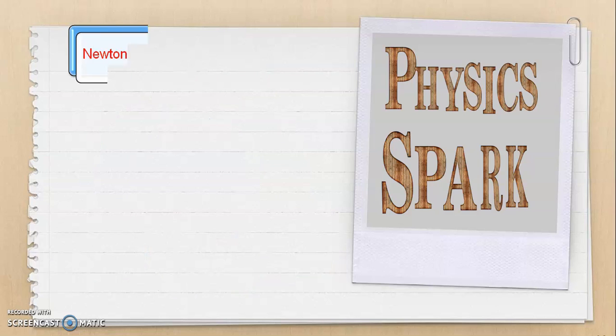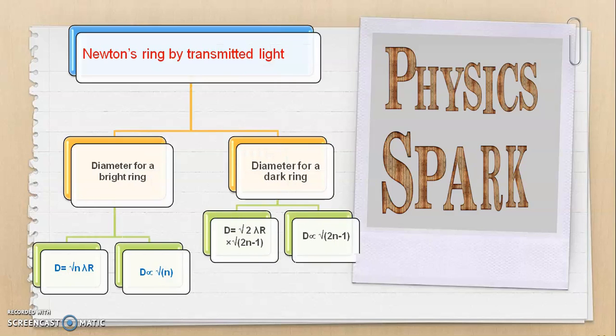Now Newton's rings by transmitted light. When the light is transmitted, the diameter for a bright ring is d is equal to root of n lambda R, that is d is proportional to root n, and for a dark ring d is directly proportional to the square root of (2n minus 1). Here the conditions are totally different. The condition for a bright ring is different in transmitted and in reflected light.